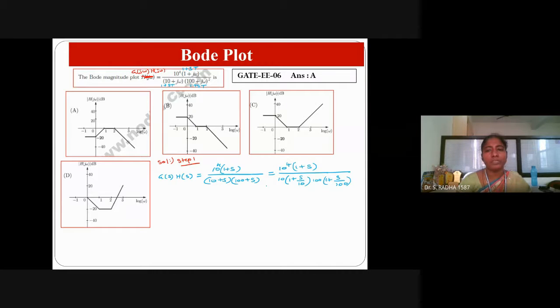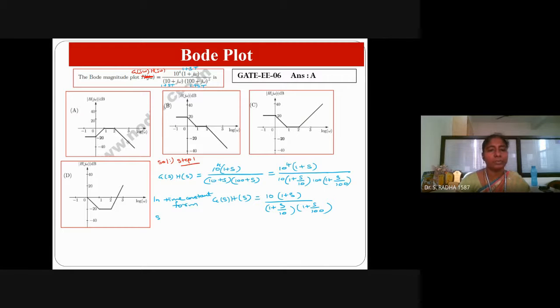Now simplify: in the numerator I have 10 power 4, and in the denominator I have 10 power 3, so only 10 will be left out. So it is 10 times (1 plus s) divided by (1 plus s by 10) and (1 plus s by 100). This is our final transfer function in time constant form.